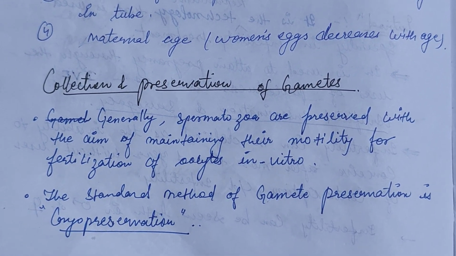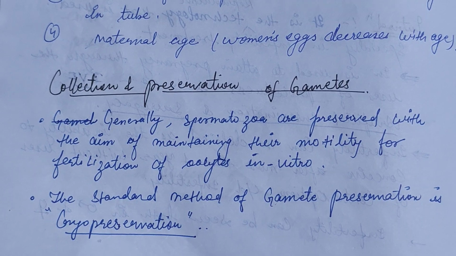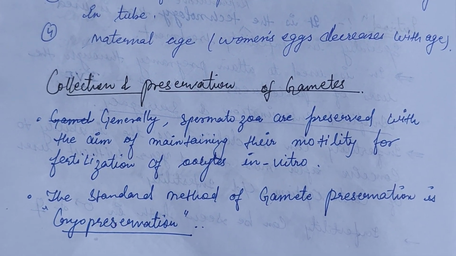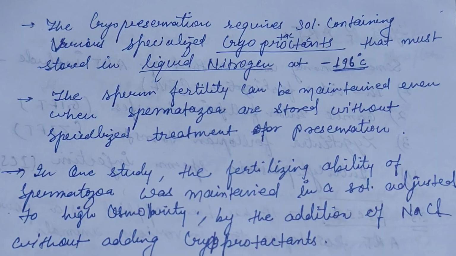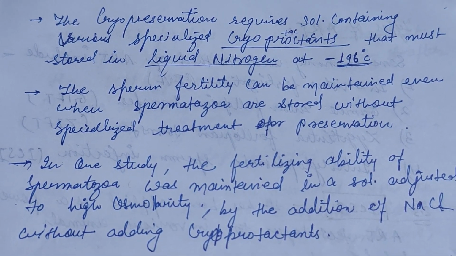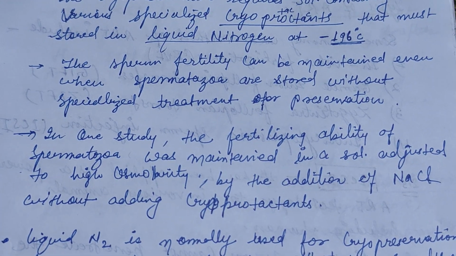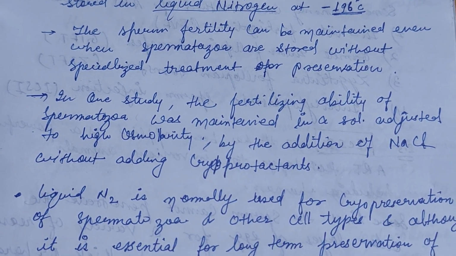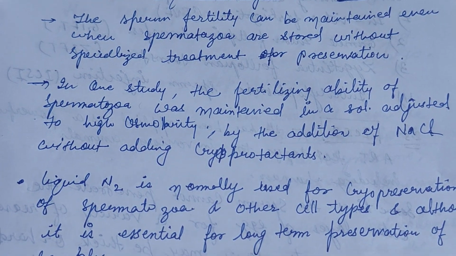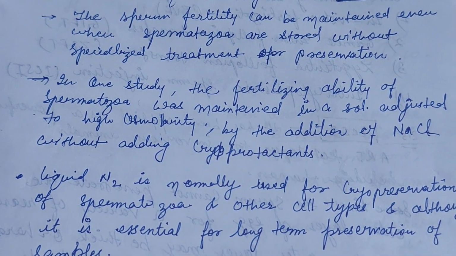Now, collection and preservation of the gamete. Generally spermatozoa are preserved with the aim of maintaining their motility for the fertilization of the oocyte in vitro. The standard method of gamete preservation is cryopreservation. Cryopreservation requires a solution containing very specialized cryoprotectants, and the samples must be stored in cryotech tanks in liquid nitrogen at minus 196 degrees centigrade.